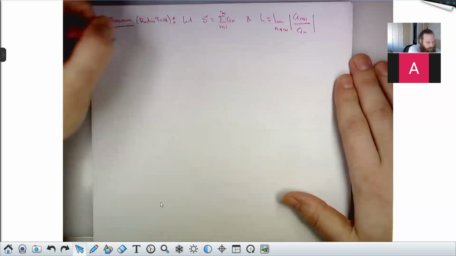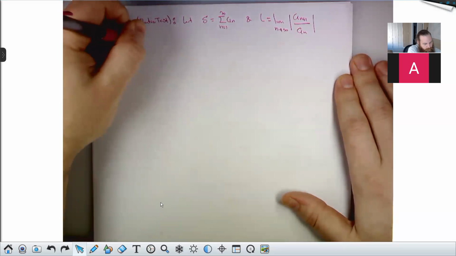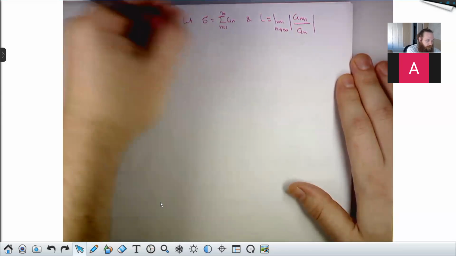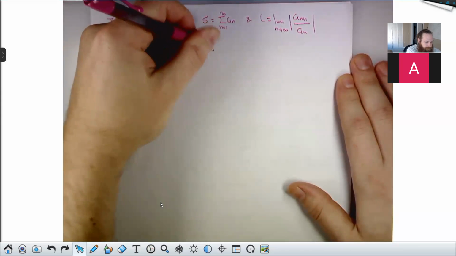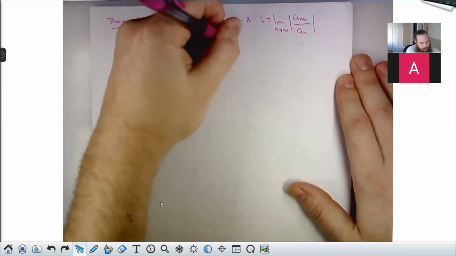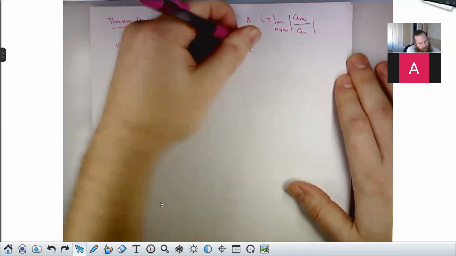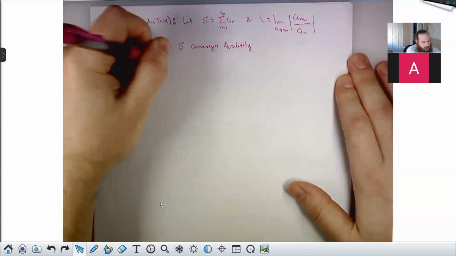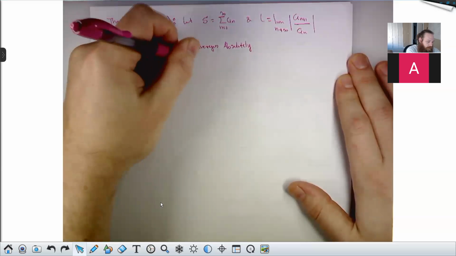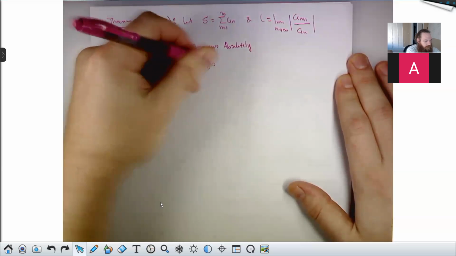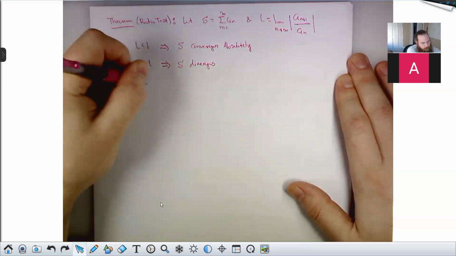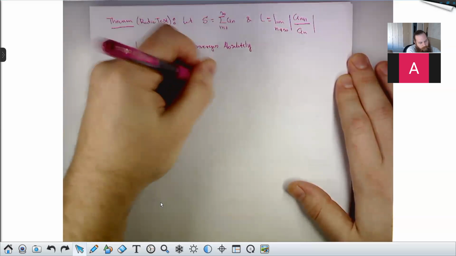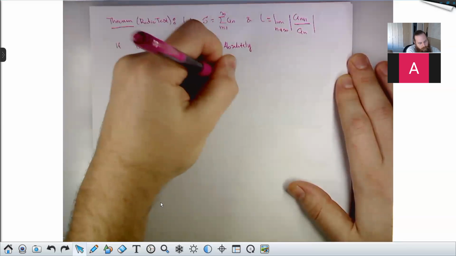Same output here. If L is less than 1, then S converges absolutely. If L is bigger than 1, then S diverges. And if L is equal to 1, the test is inconclusive.